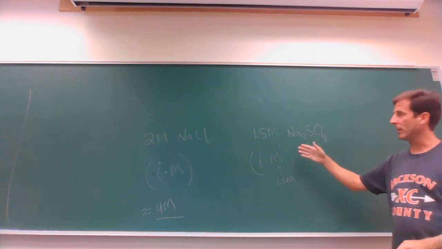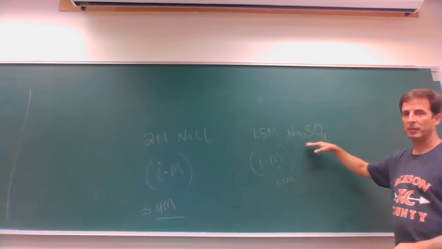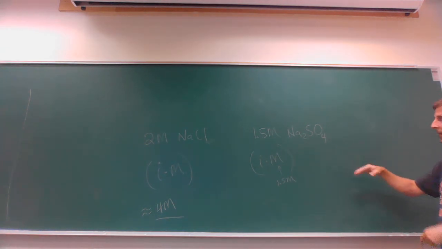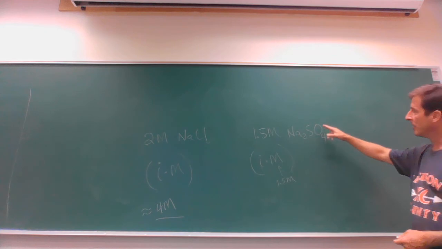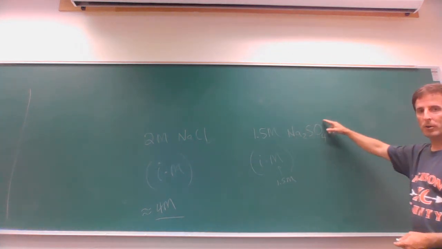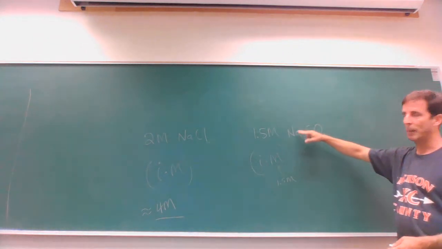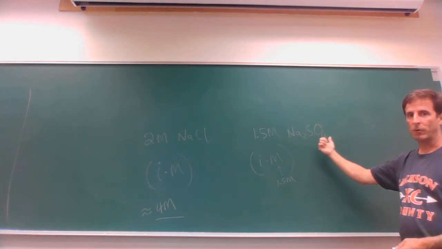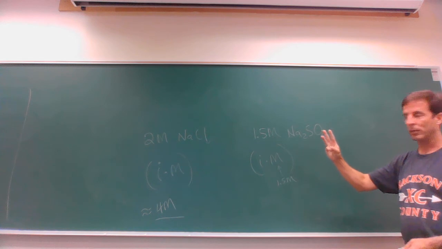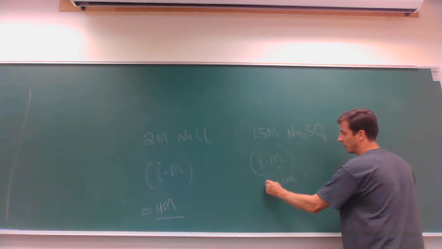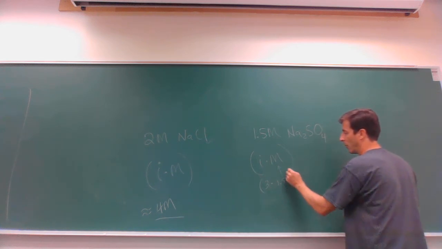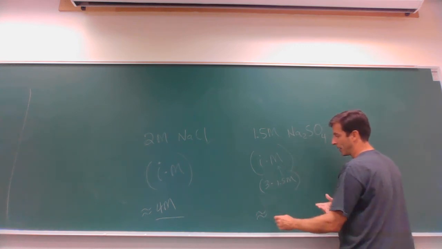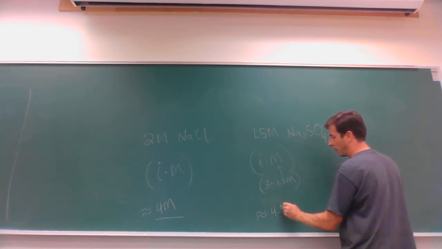Think about what you think the i value is going to be for sodium sulfate. How many pieces will it break into? The answer is, when it splits, sulfate is going to stay 1 particle, but then I'm going to get 2 separate sodium ions. So I'll get 2 Na+ and 1 SO4 2-. That's 3 particles. So it's going to be an i value of 3 times the 1.5. Again, that concentration, the effective particles are going to be about 4.5 molar.